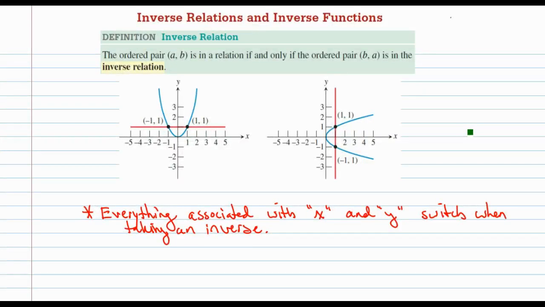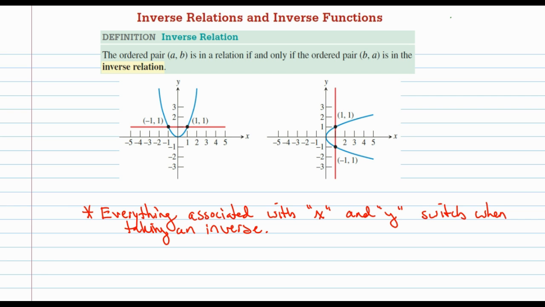This is the screencast for section 1.5, example 3, inverse relations and inverse functions. So the ordered pair a comma b, so maybe 1 comma 3 or negative 2 comma 5, whatever, is in a relation if and only if the ordered pair b comma a is in the inverse. So if you notice, the x and y coordinates switch. As a matter of fact, everything associated with the original function and its inverse switch.